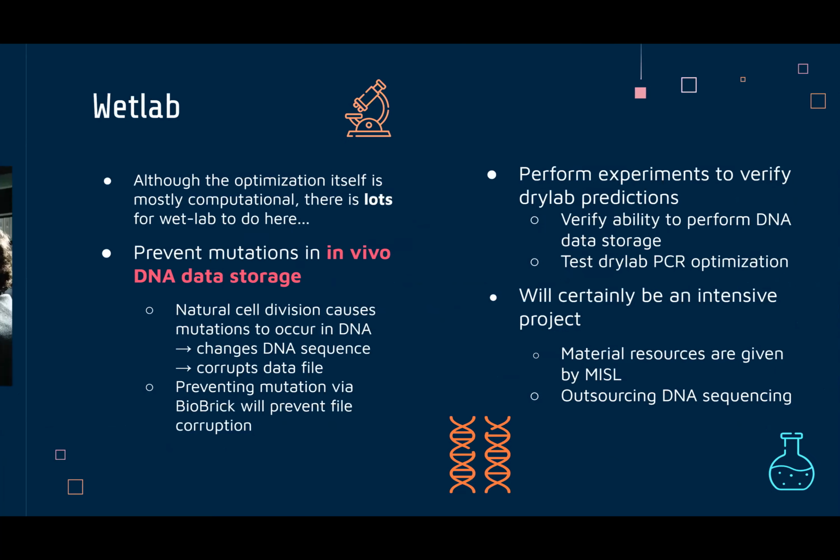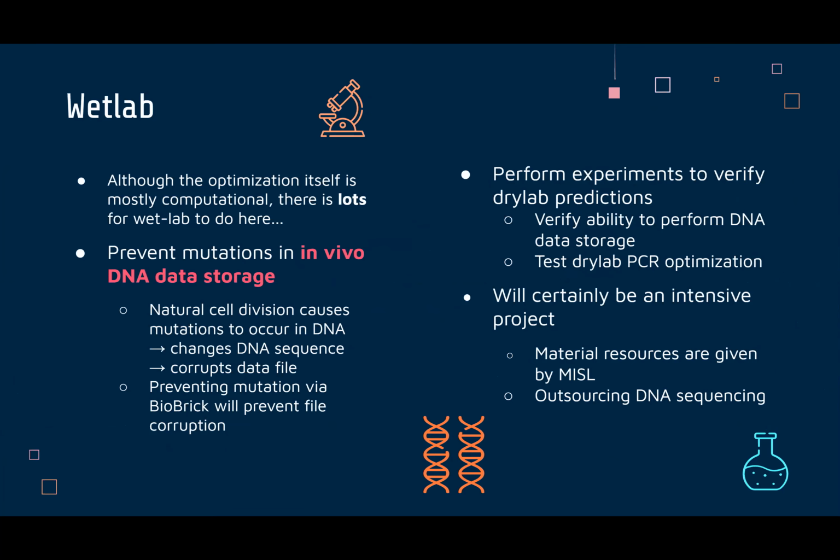Next, going to wet lab. Although the optimization is primarily computational, the in vivo aspect of the project is going to be primarily wet lab focused. Since storing data in DNA in vivo is going to mutate after lots of successive generations of the thing that we store the data in, the main goal of wet lab is going to be to try and prevent mutations through a variety of methods.